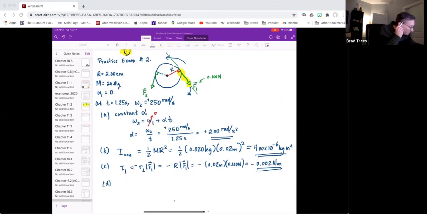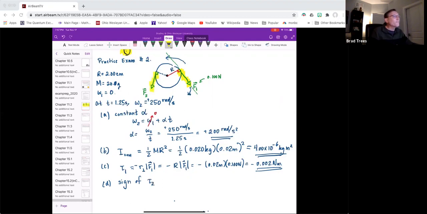Now we go on to part D. What is the sign of the torque tau 2 due to the force F2? Sign of tau 2. Now we are looking at the torque that comes only from the force F2. And I just need the sign of it. So I completely ignore F1. And I say, which way will F2 cause the disk to rotate? That way, which is counterclockwise. Well, that's a positive torque then. So the sign of the torque tau 2 is positive. And I've done part D.